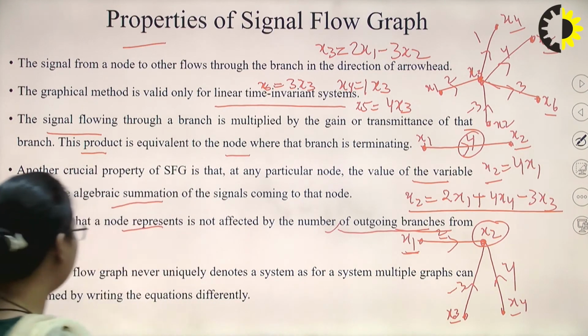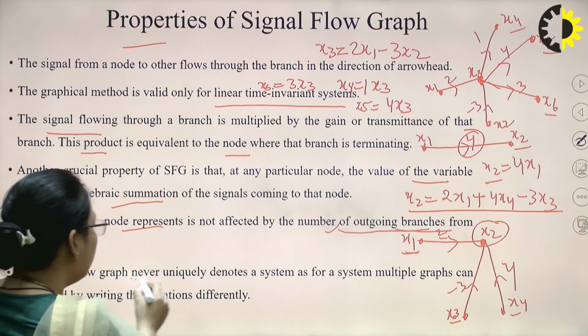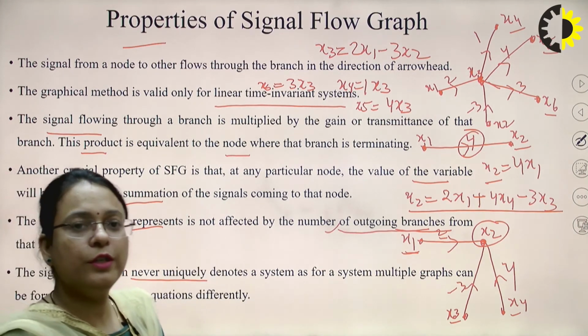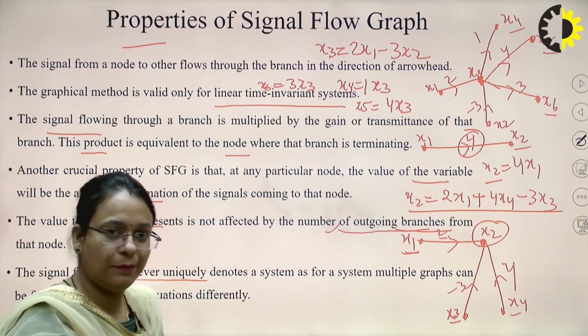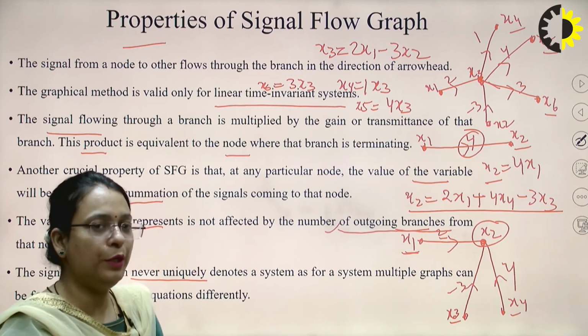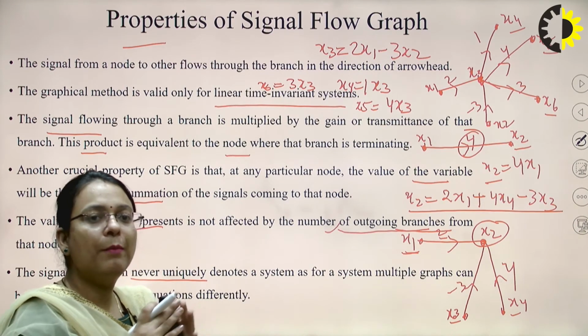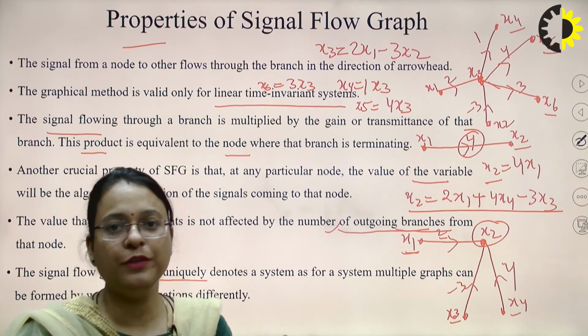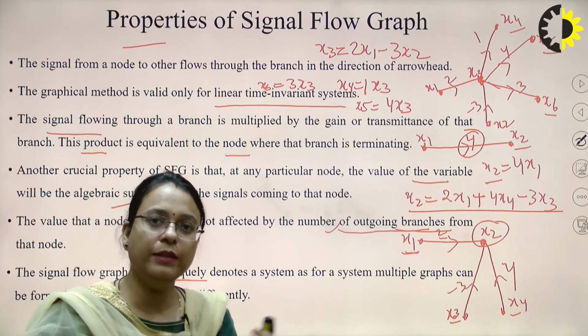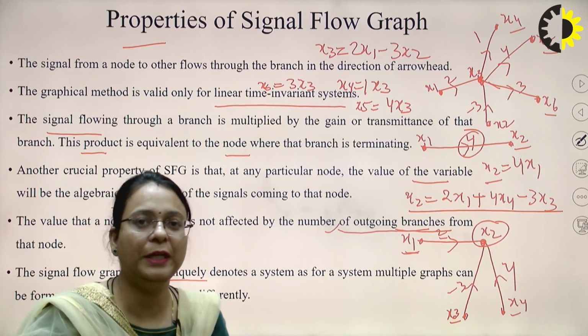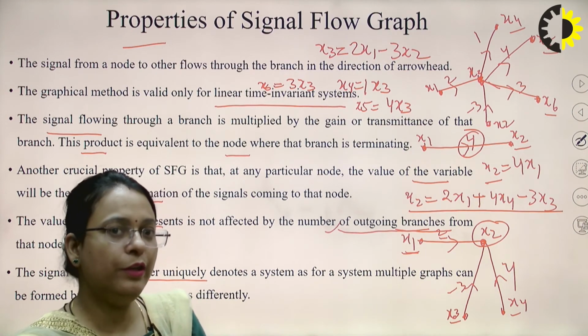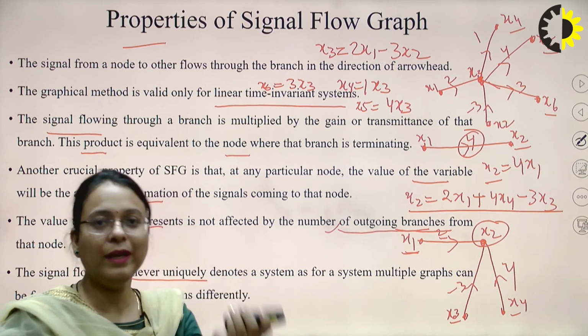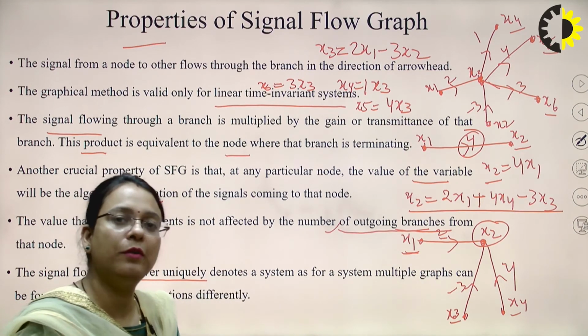The next point is that the signal flow graph is not a unilateral property of the system. It is not a unique property of a system, because by writing the equations in a different manner, we can draw a number of SFGs for a particular system. So it is not a unique property, while the block diagram is a unilateral property of a particular system.